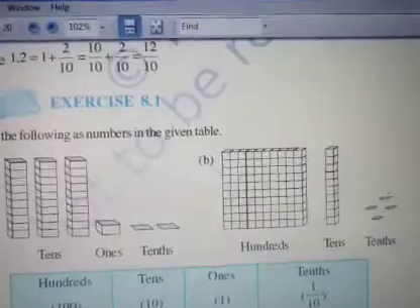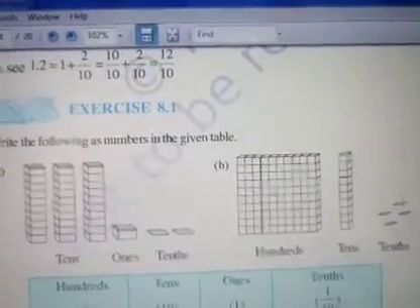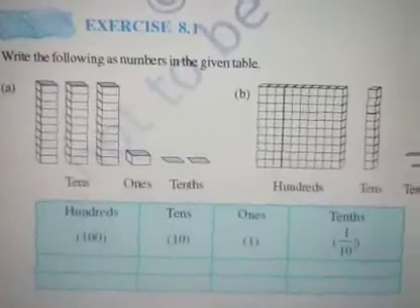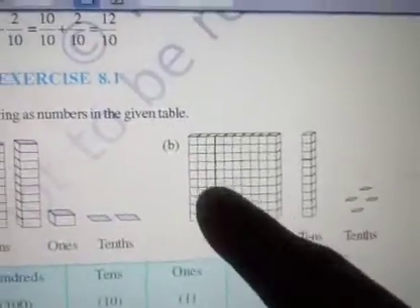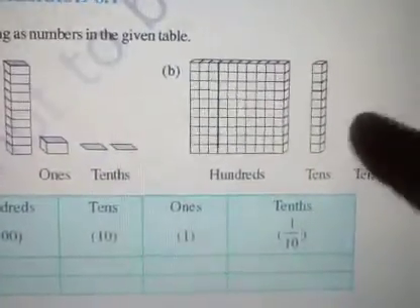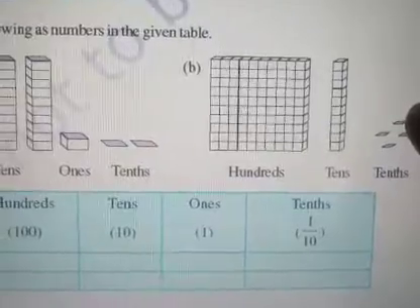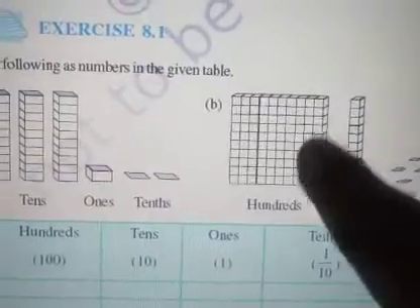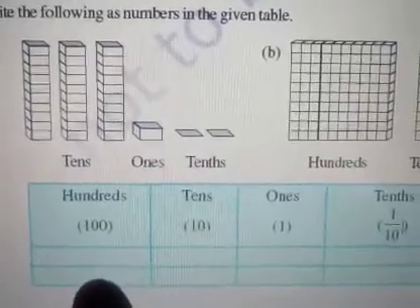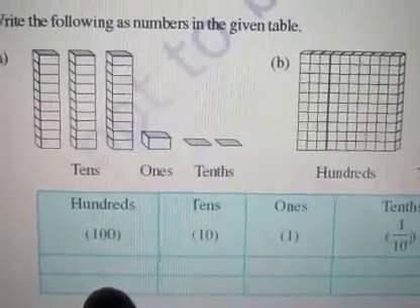31.2. You can write here equal to 31.2. Next, B problem. This is actually representing the hundreds. This is representing the tens. This is representing the tenth. So how many hundreds are there? Only 1 hundred is there. So you can put 1 in the hundreds box.